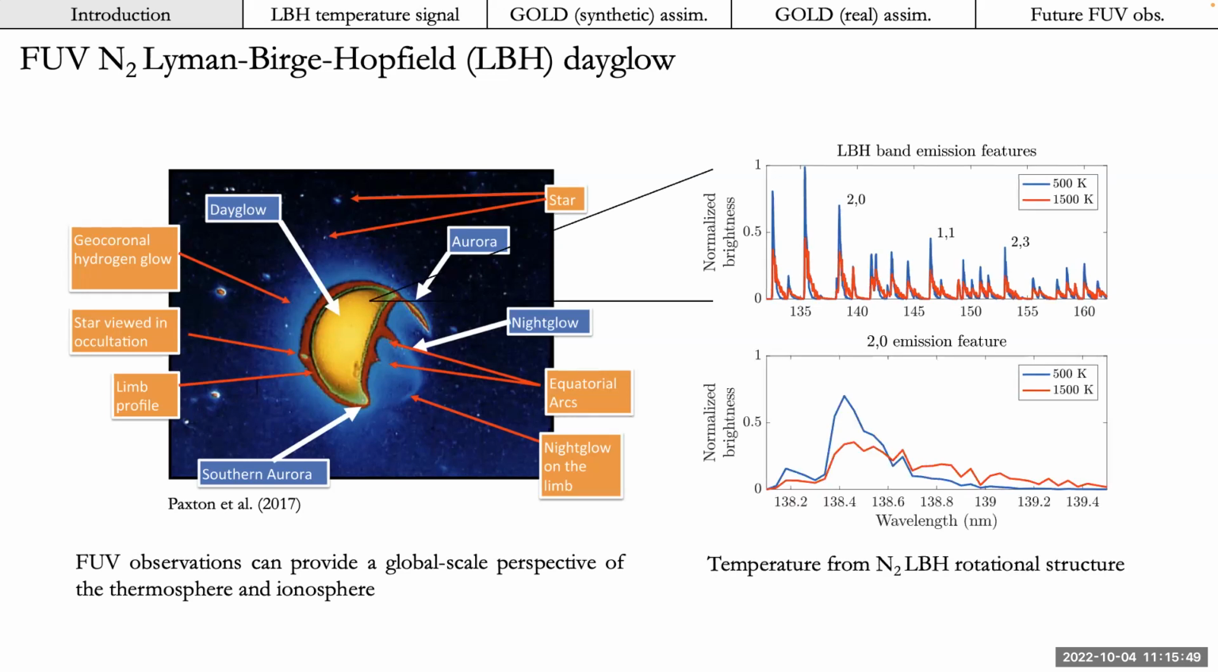Zooming into just that 2-0 band on the bottom right figure, which denotes the transition from the second vibrational level in the excited state to the 0th vibrational level in the ground state, we can see that temperature signal more clearly as this effective skewing of emissions to longer wavelengths with increasing temperature, as higher rotational levels in the molecule are occupied. And this is the temperature signal that we ultimately want to utilize.